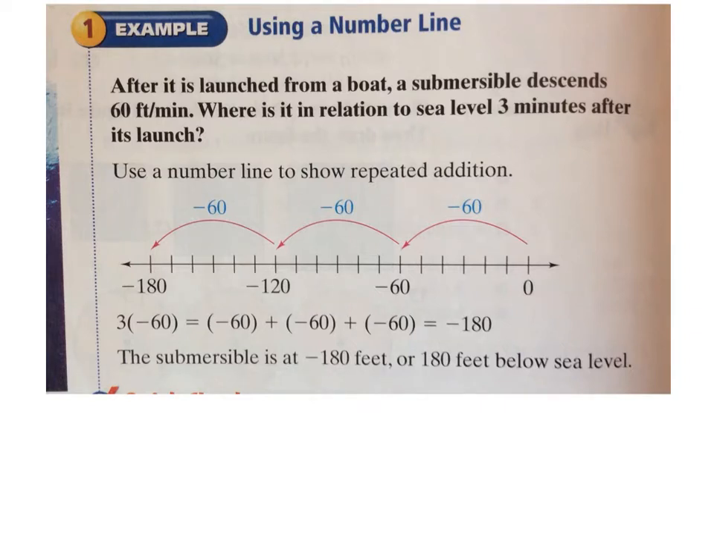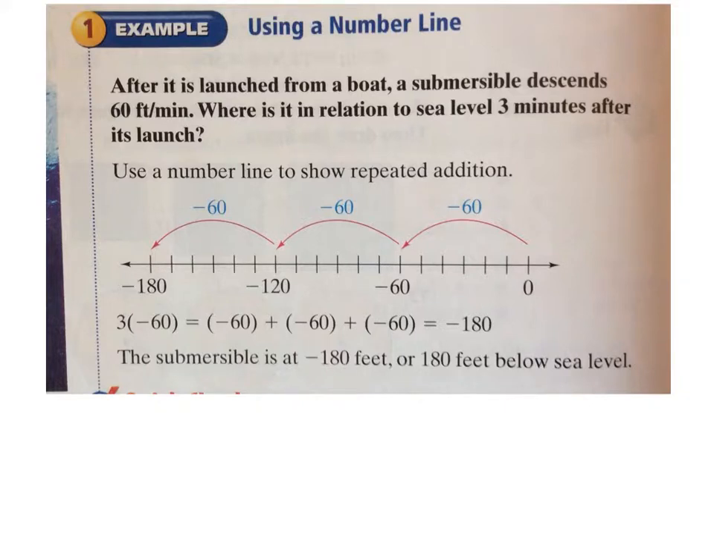Alrighty, here's our examples from 1-9, multiplying and dividing integers. I know you're excited. After it is launched from a boat, a submersible descends 60 feet per minute. Where is it in relation to sea level 3 minutes after it launches?